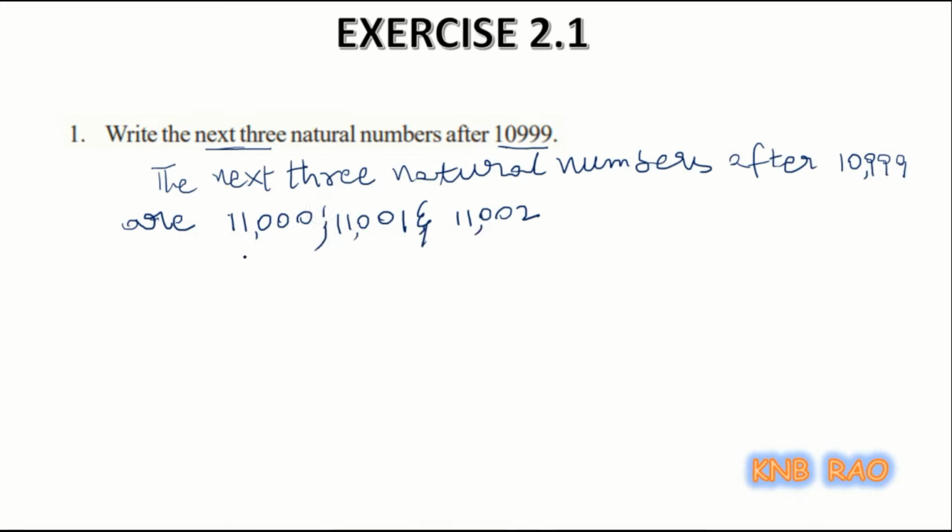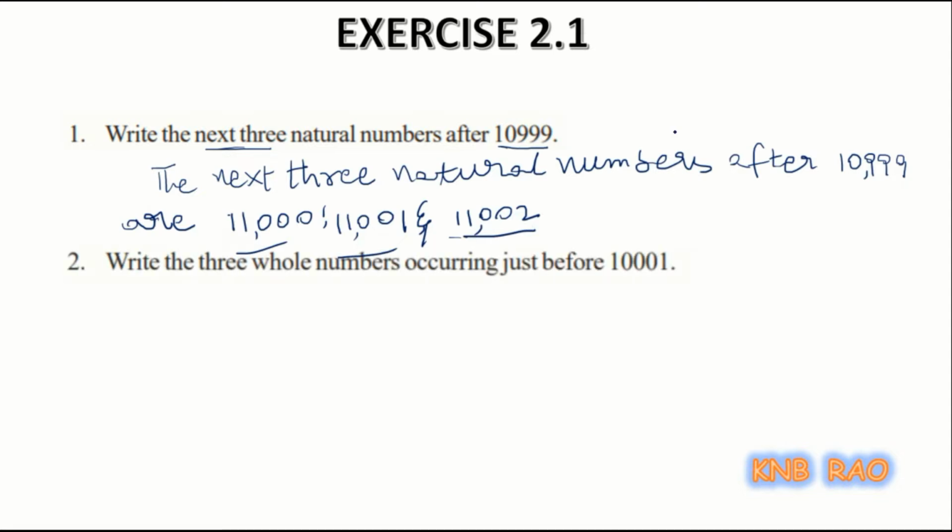So we have totally these 3 numbers being next to 10,999. Next question. Write the 3 whole numbers occurring just before 10,001. Which means we are finding predecessors, which come before this. We can find by subtracting one from the previous one. So similarly, you write the working step.